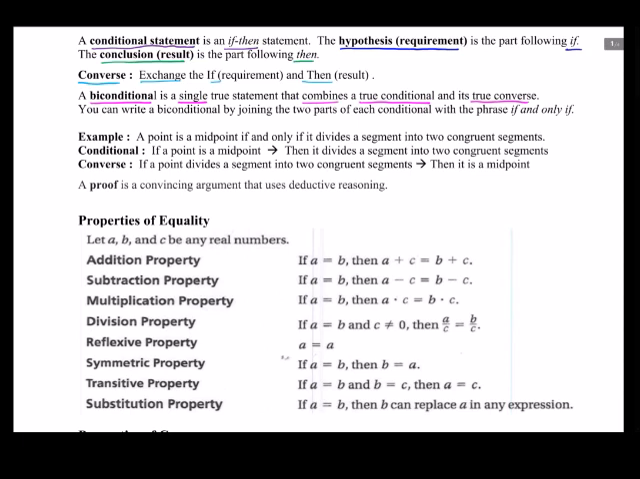And we write our biconditional by joining both parts, our if and our then, with the phrase if and only if. So let's look at an example of this.